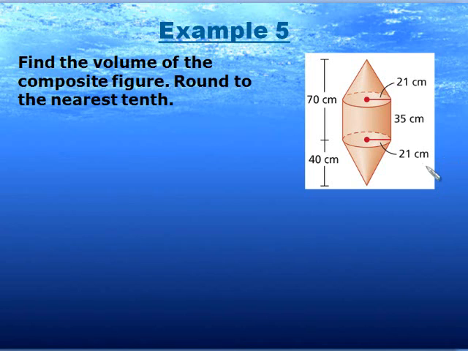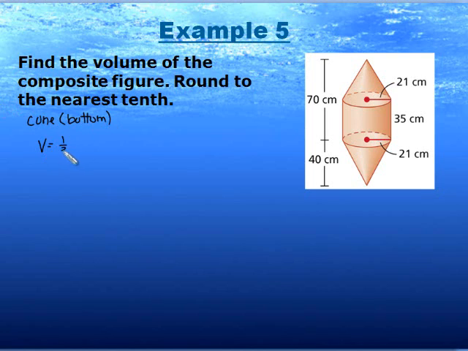Example 5. Find the volume of the composite figure, round to the nearest tenth. So here we have 3 figures. We have 2 cones and a cylinder. I'm going to go ahead and work from the bottom up. I see this cone right here has a height of 40 and a radius of 21. So here I'm just going to label cone bottom, just so I can keep track of which one's which.